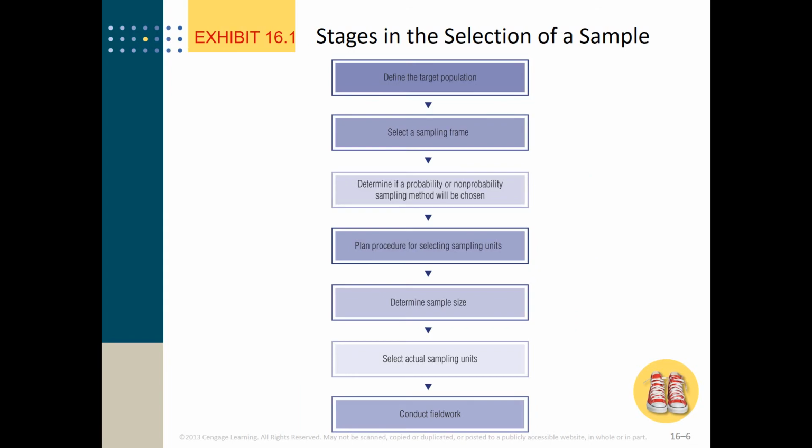Hello everyone. In this video, I will be discussing the second learning objective of this chapter. Describe the process of identifying a target population and selecting a sampling frame.